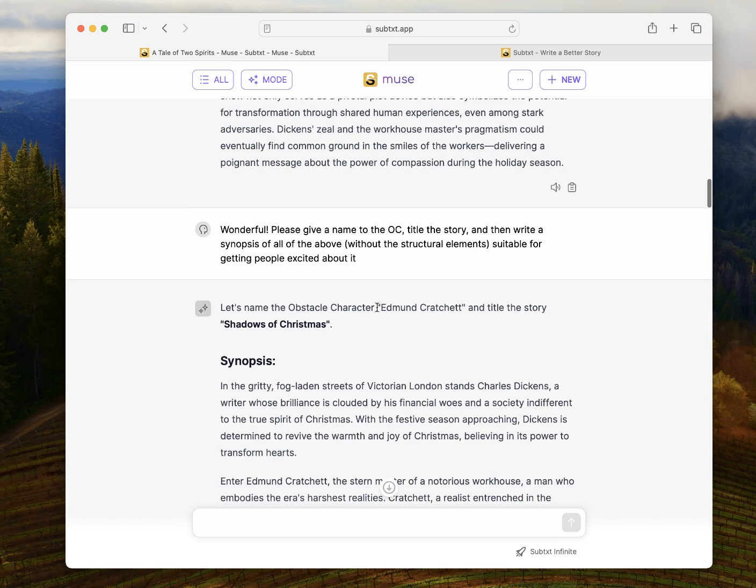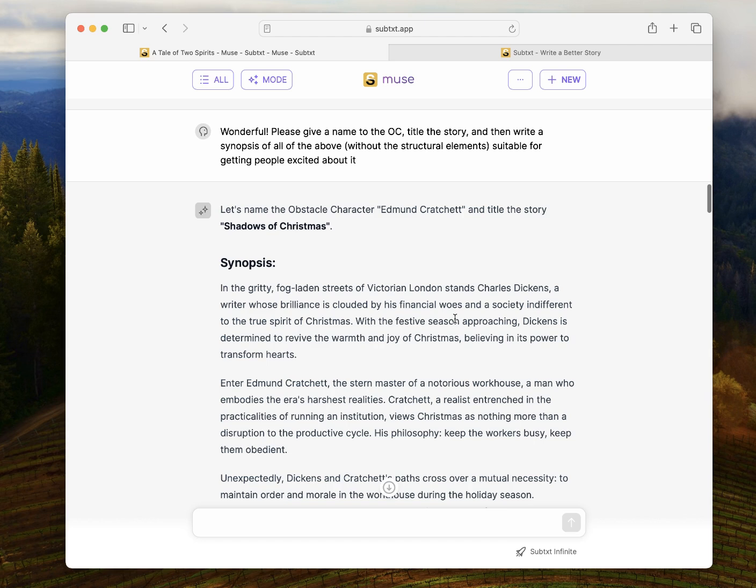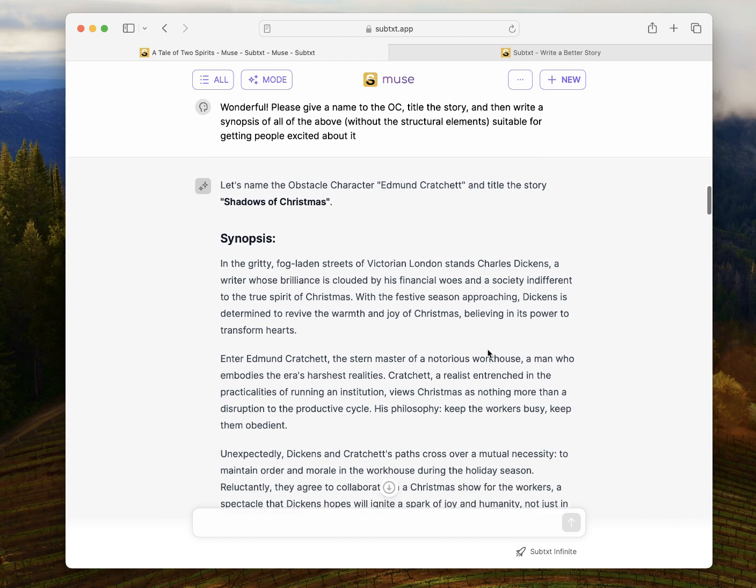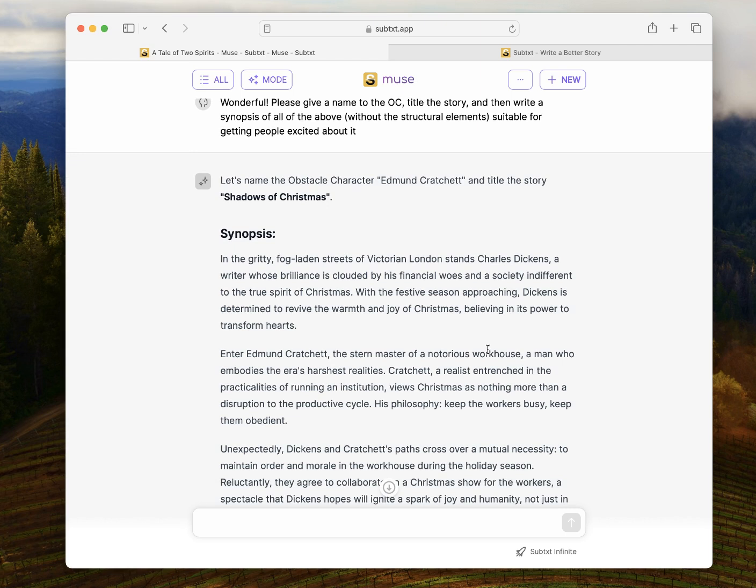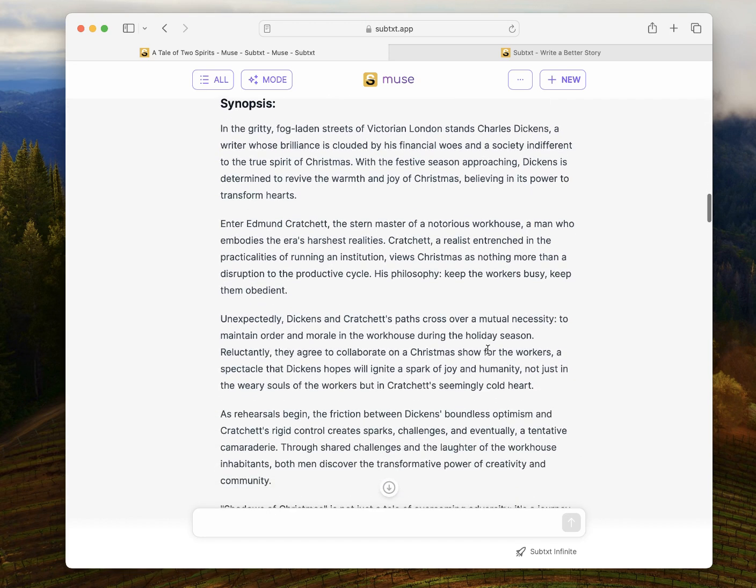So then it named him Edmund Cratchit, which is a little obvious. I'd probably change that. Title the story Shadows of Christmas, which I didn't think was so good. That was like an AI sort of typical answer. But what it did is it took those 4 through lines and wrote this synopsis here.